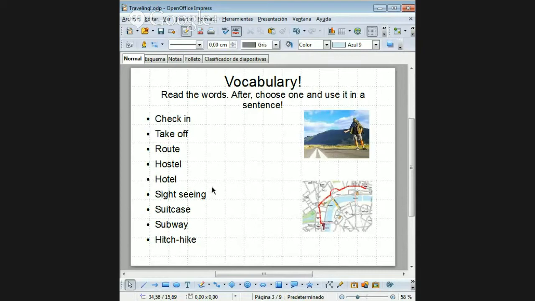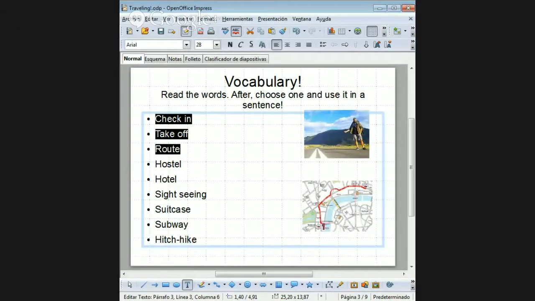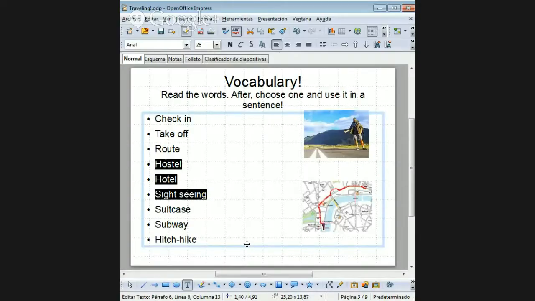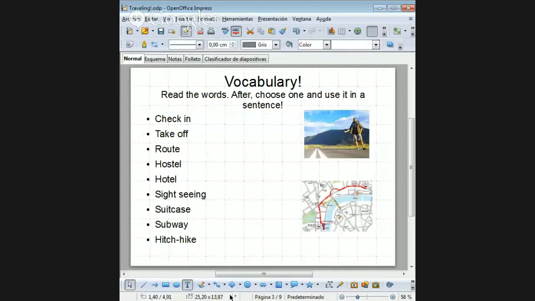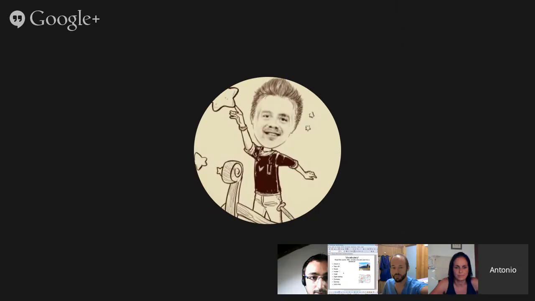Claudia, can you read the first three words? Check-in, take-off, route. Perfect. Really good pronunciation. And let's have Antonio. Can you try the next three words? Hostel, hotel, sightseeing. Can you repeat hostel? Hostel. And then hotel. A hotel. So a hostel and a hotel. Instead of saying hotel, we'd say hotel. Ah, okay. Hostel, hotel. Nice, perfect. Really good job, Antonio. And nice work with sightseeing as well.